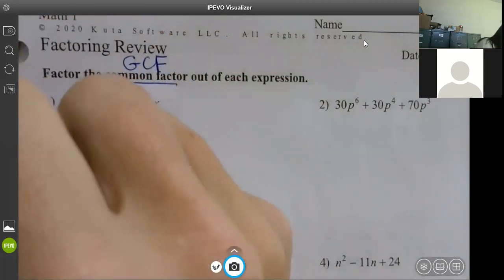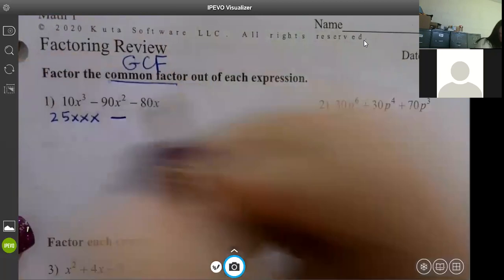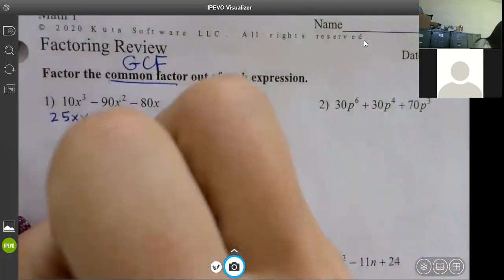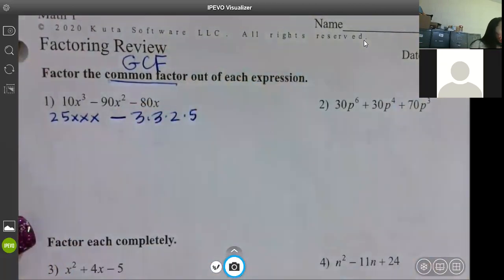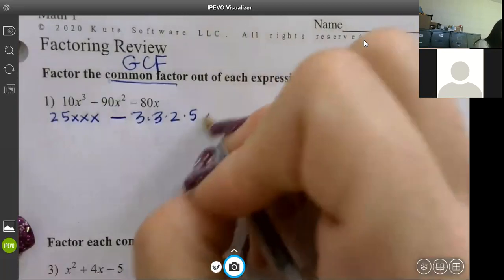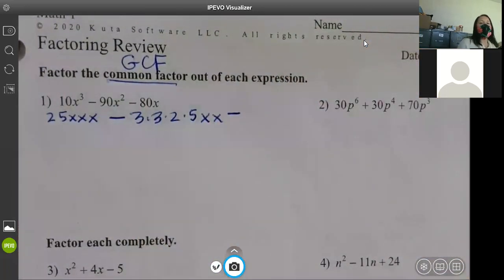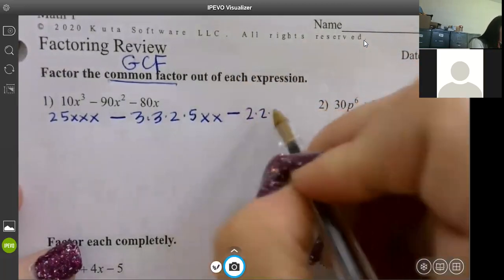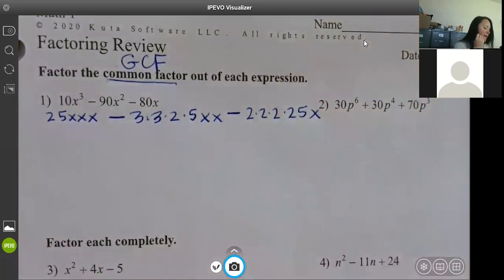Your factors of 10 are 2 and 5 and 3 x's. We have a minus. Your factors of 90 are 9 and 10. 9 is 3 and 3. 10 is 2 and 5, and we have 2 x's. And then we have a minus. And we have 80 is 8 and 10. And remember, 8 is 3 2's. And 10 is 2 and 5, and an x.